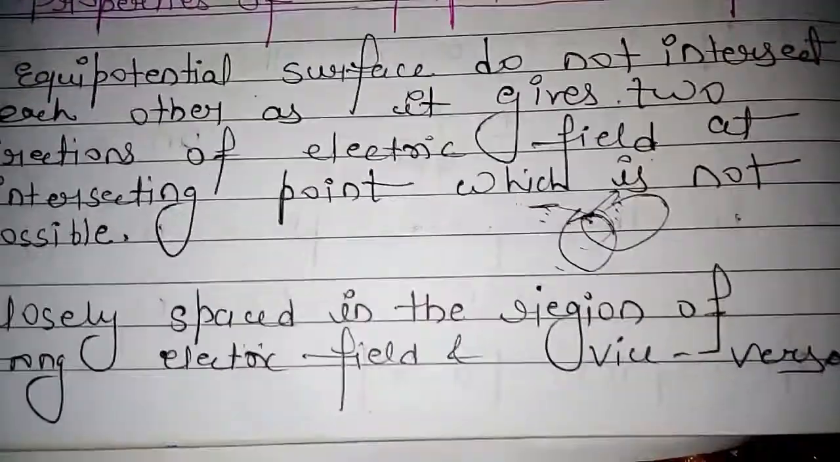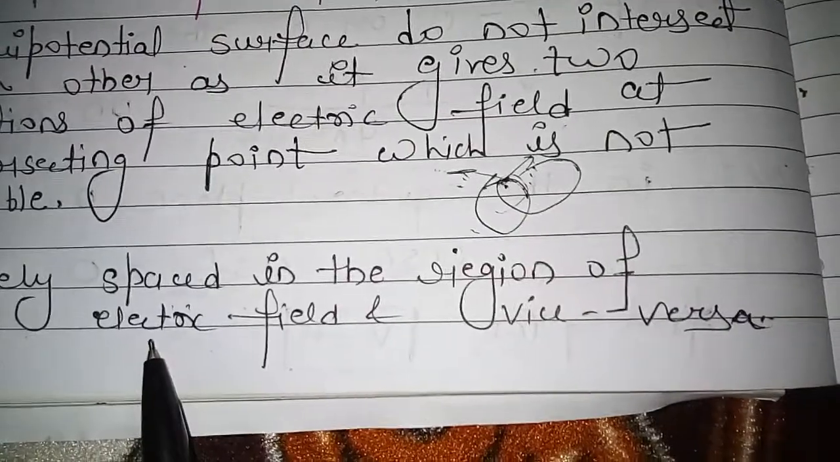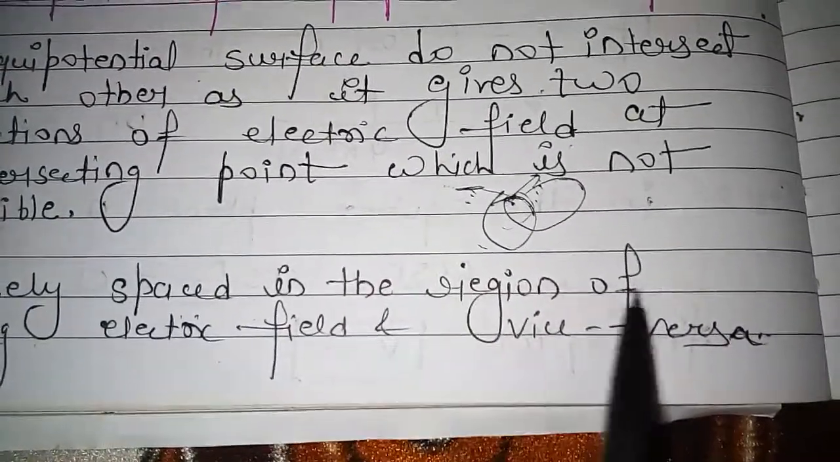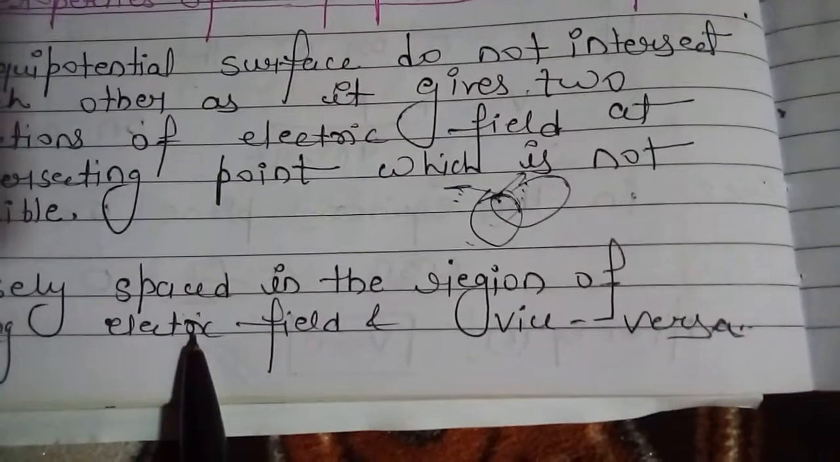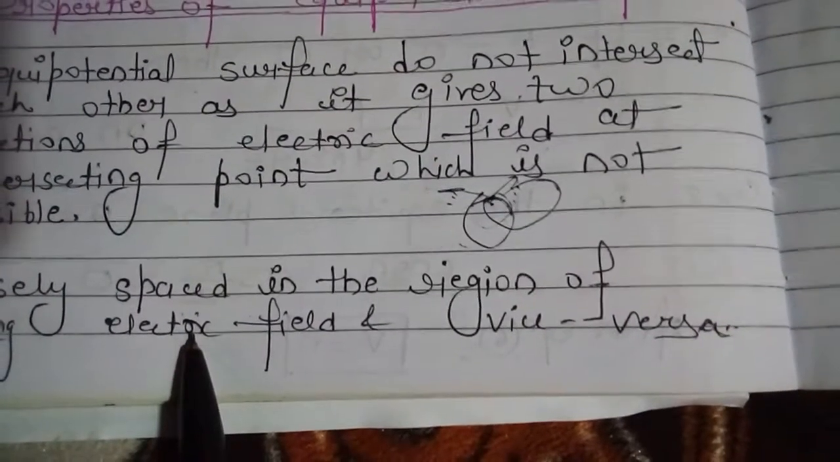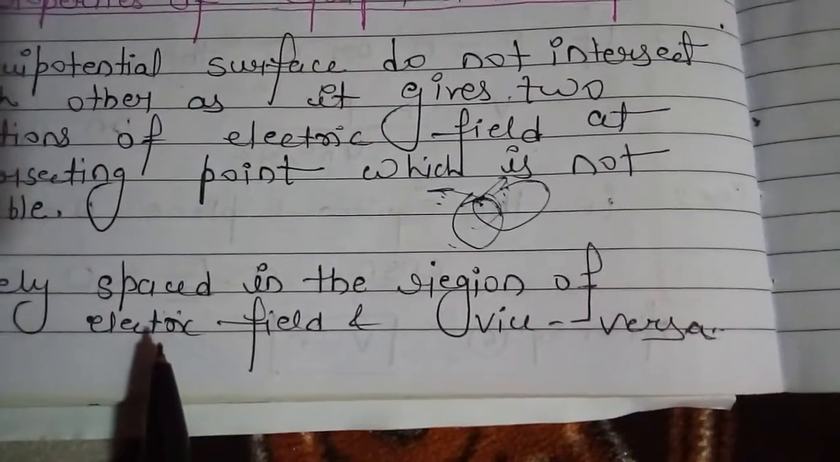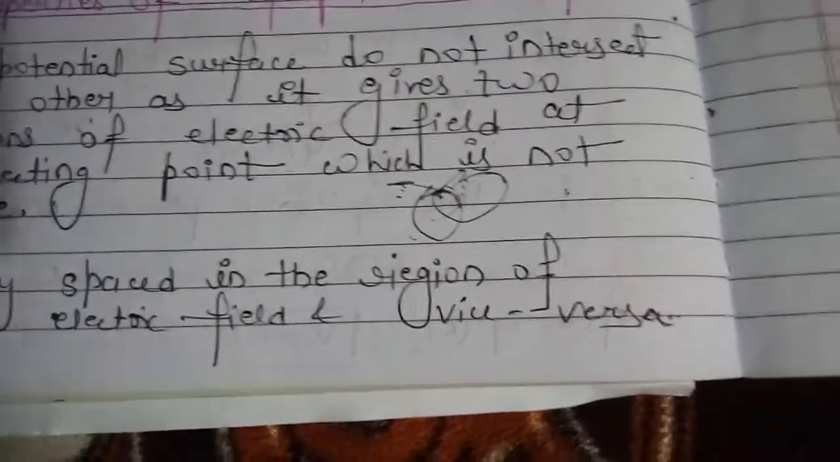Now see the next one: closely spaced in the region of strong electric field and vice versa. Equipotential surfaces are closely spaced in the region of a strong electric field. Suppose there is a strong electric field, then the equipotential surfaces are close to each other. And if there is a weak electric field, then the equipotential surfaces are far away from each other.